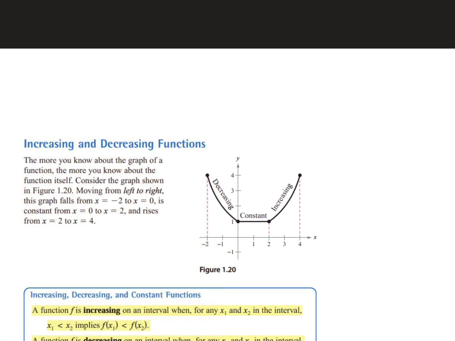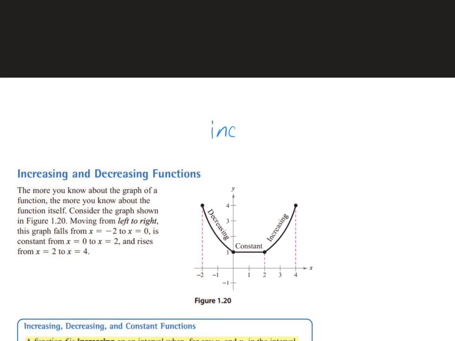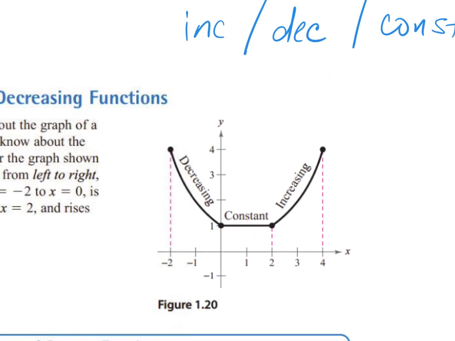First of all, everything I write down here is really important, so write it down with me. I want you guys to write down increase, decrease, and constant. We're talking about intervals of increase, decrease, and constant. What does the word increase mean? It goes up. Perfect. What does the word decrease mean? It goes down. And what does constant mean? Perfect. Good job, guys.